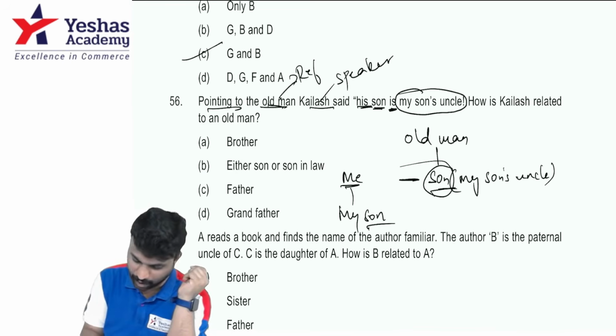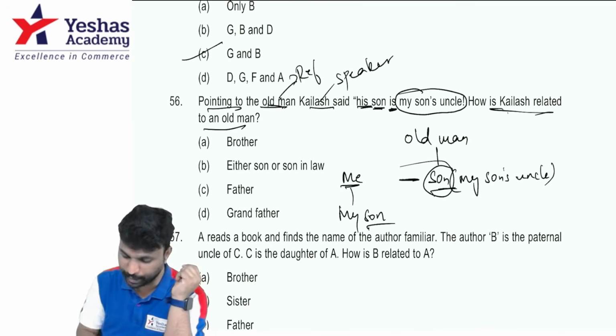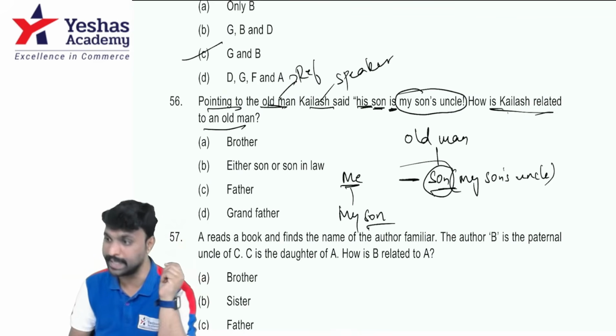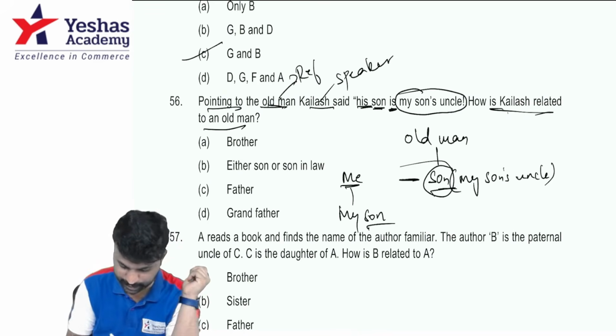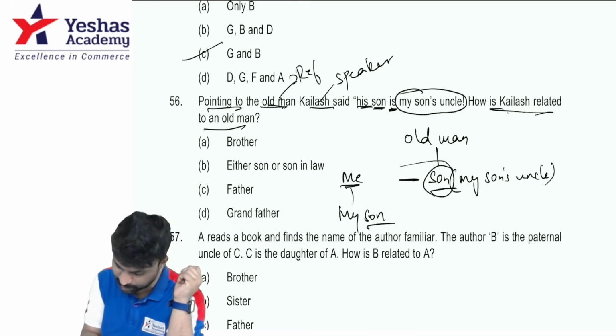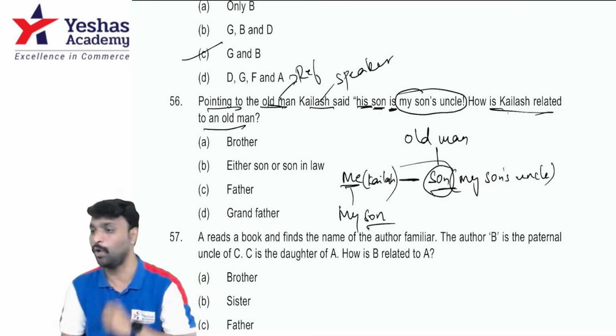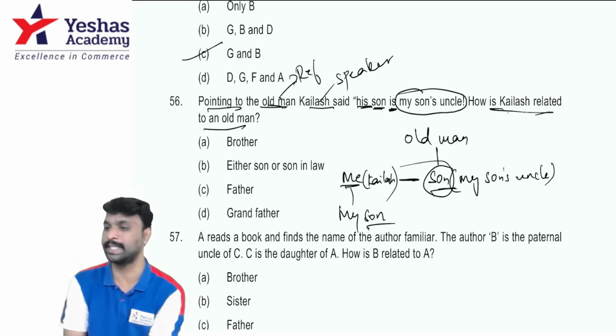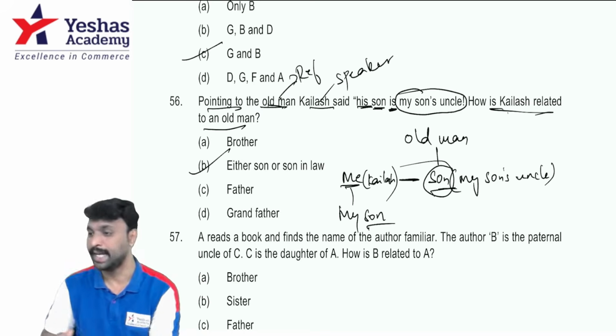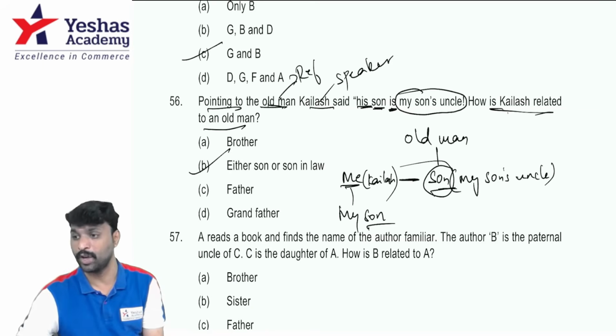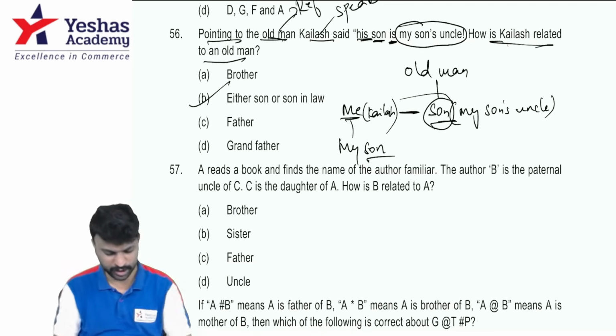In that case, how is Kailash related to the old man? To the old man, Kailash is who? Kailash is Kailash. Who is Kailash actually? Me is Kailash because speaker. So to the old man, Kailash could be a son or a son-in-law. That means option D is the right answer. Have you all understood? Guys, let's move on to the next question.